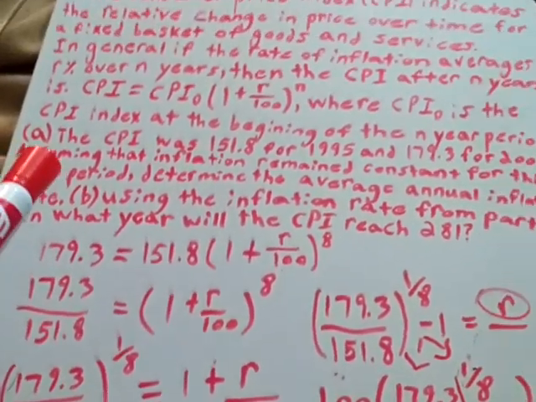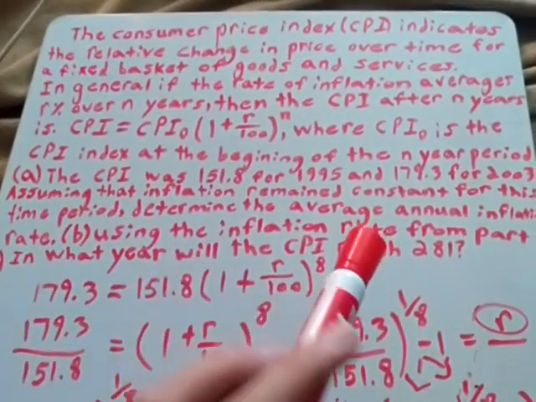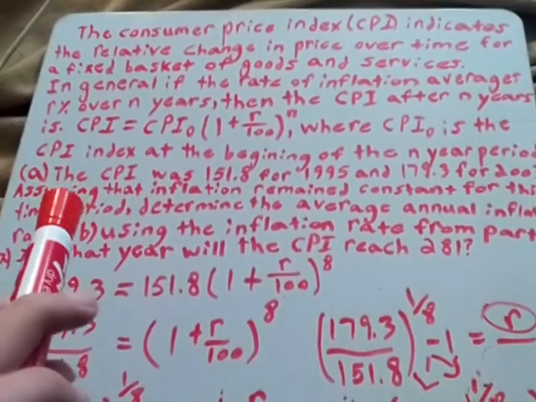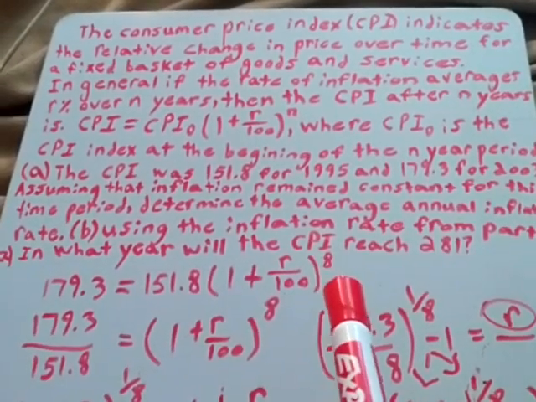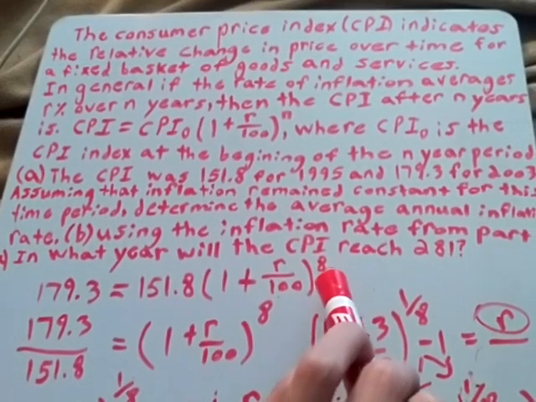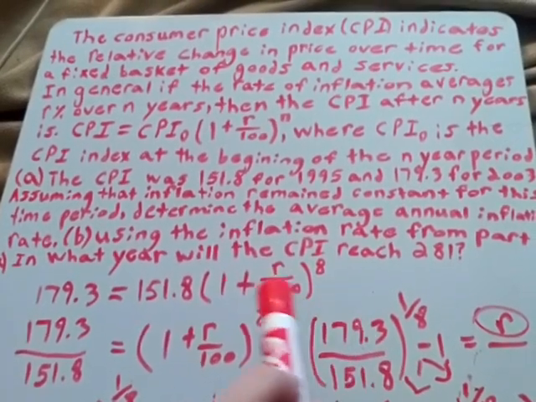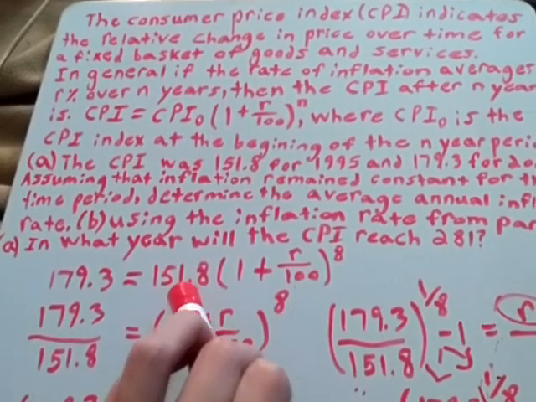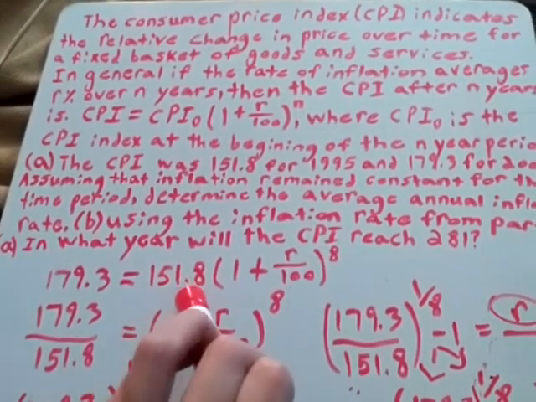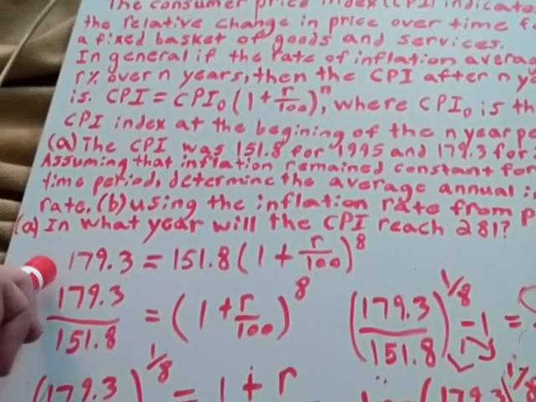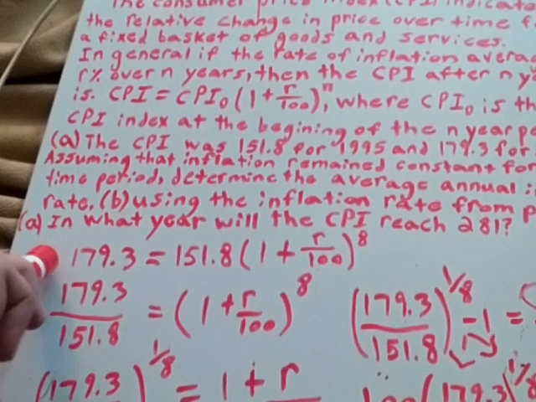So I know for one thing that it was from the years 1995 to 2003, so there was an 8-year period. So into the formula, n stands for the years, so I plug in 8 for n over here. And then I have the initial consumer price index, back in 1995, 151.8, and the later one, in 2003, was 179.3.